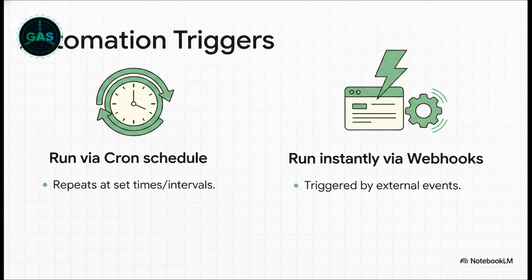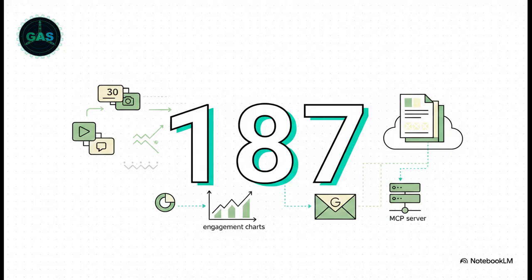So the exact second a new lead form is submitted on your website, a webhook can wake up your agent, have it research the lead's company using AI, and instantly email you a full dossier before you even pick up the phone to call them. Let's see how this all builds into massive real-world value.